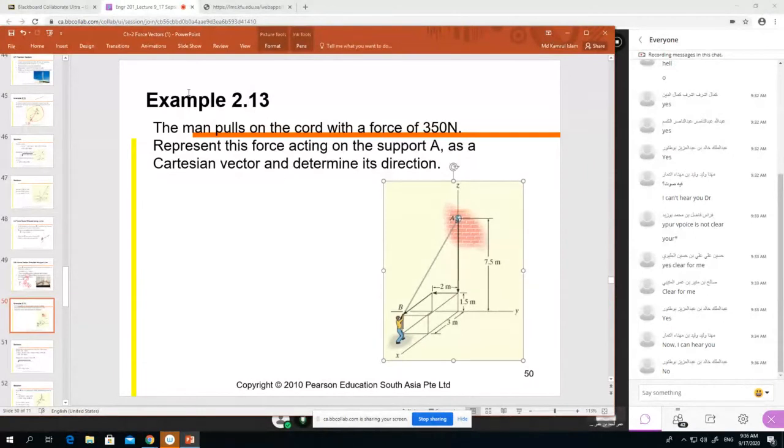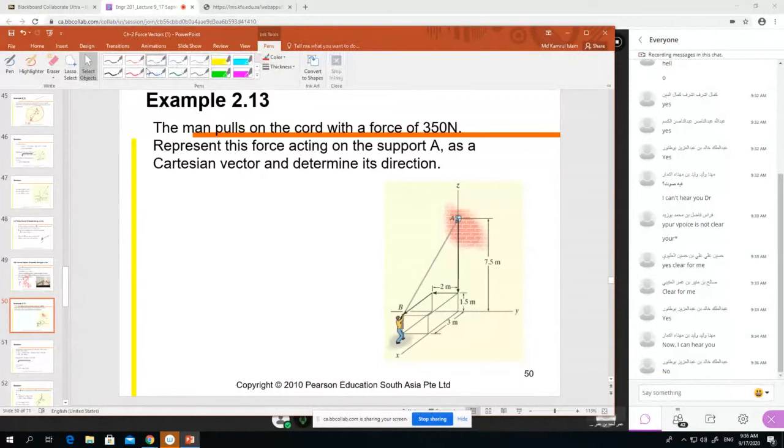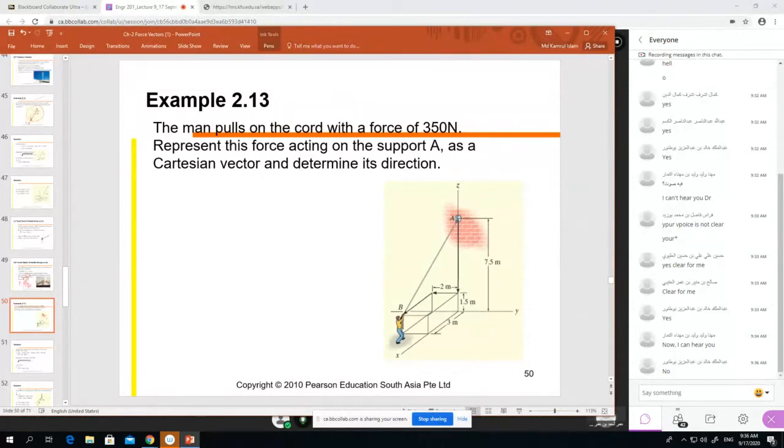Example 2.13. A man pulls on the cord. Here is the cord. This is the cord or cable, whatever you say. Pulling the cord with a force of 350 newton. That means this person is pulling a force here, F equal to 350 newton, right? And represent this force acting on the support A as a Cartesian vector, and determine its direction. So what they ask is the magnitude and direction.